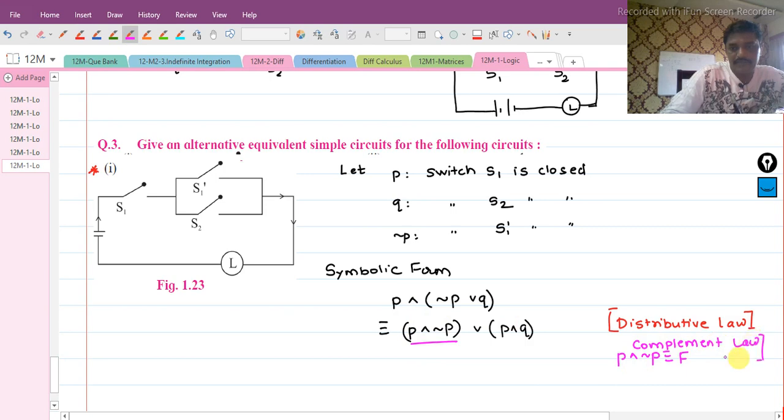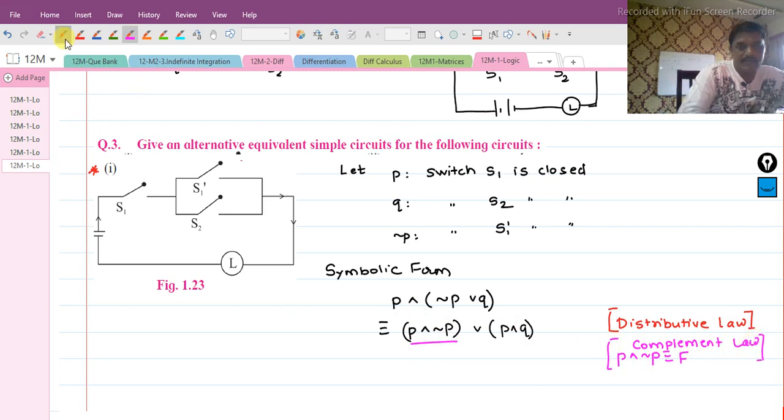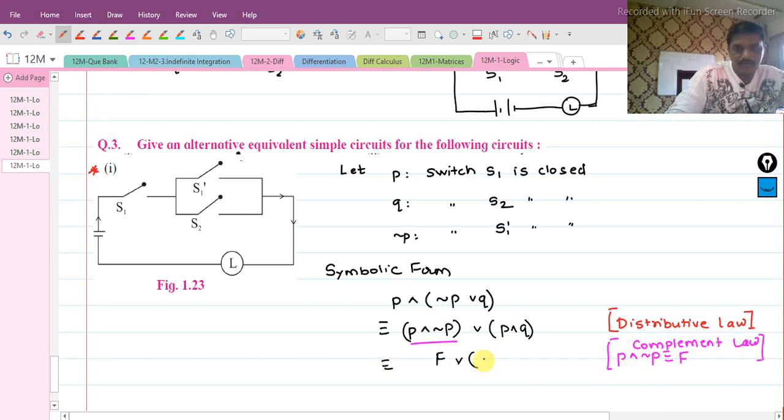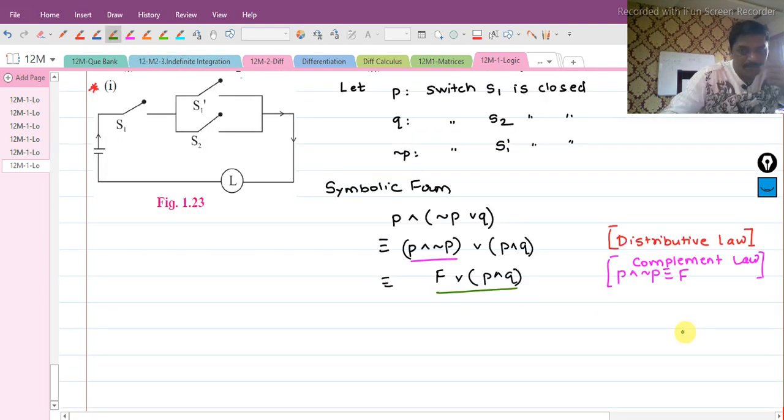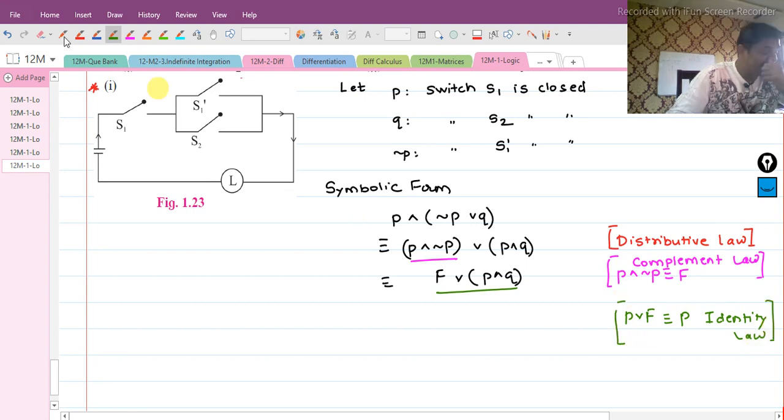So let's apply this complement law. What will we get here? This will become false or P and Q. Now once again here we'll apply some law. P or false is equal to P, and this is called the identity law. It is retaining its identity. So let's apply the identity law here, and what do we get? That is equal to P and Q.